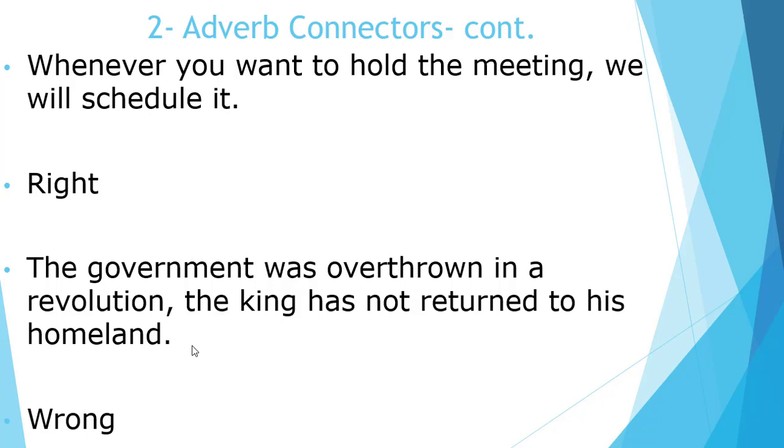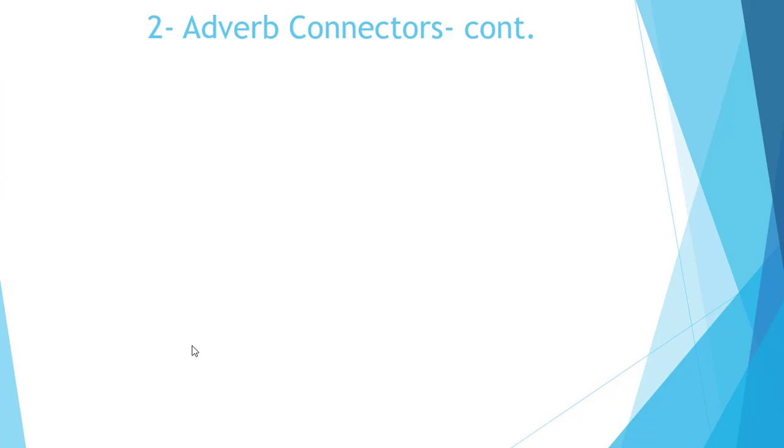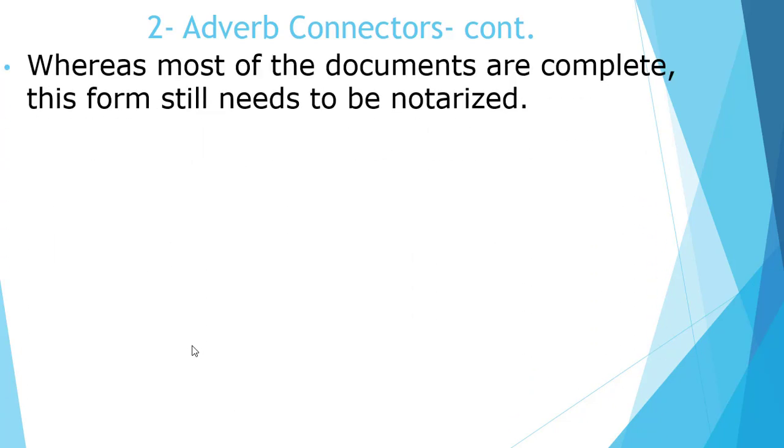For example, after the government was overthrown in a revolution, the king has not returned. This can be accepted. But because we don't have a connector, this is wrong. Next, whereas most of the documents are complete, comma, this form still needs to be. Okay, we have here whereas, connector, and then subject, verb, most of the documents, subject, verb are complete, comma, this form still needs subject, verb.